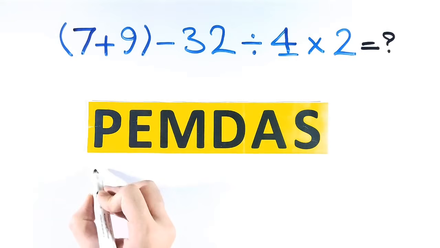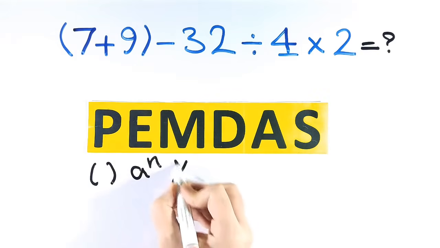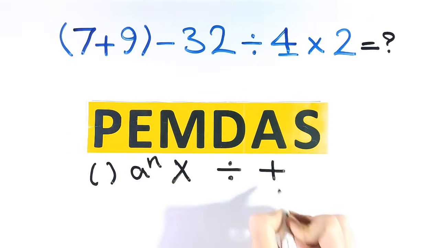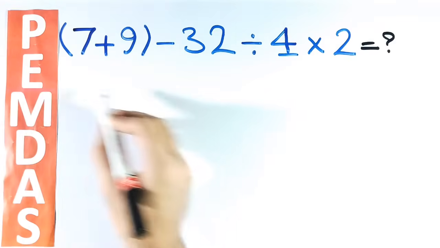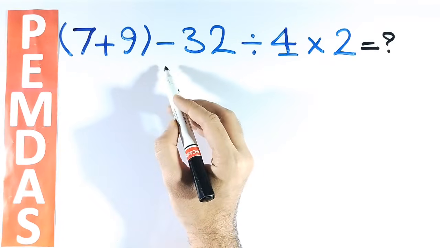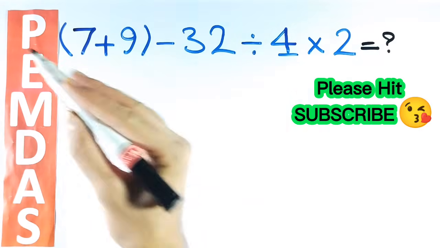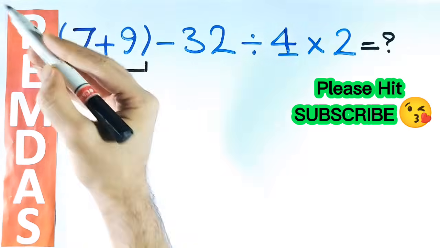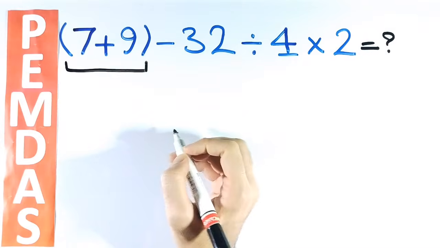In this rule, P stands for parentheses, E stands for exponent, M stands for multiplication, D stands for division, A stands for addition, and S stands for subtraction. As you can see on the screen, in this expression, first we have parentheses, then a subtraction sign, followed by a division, and finally a multiplication. According to the PEMDAS rule, first you go for the expression inside the parentheses, because P or parentheses have the highest priority than the other operations.